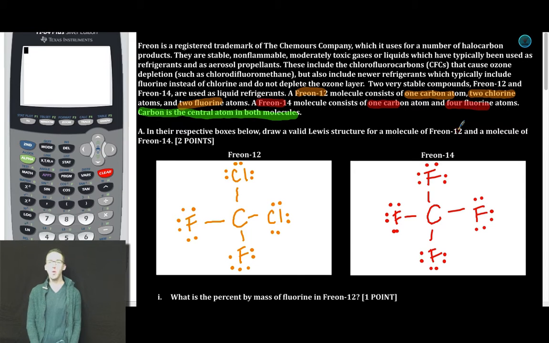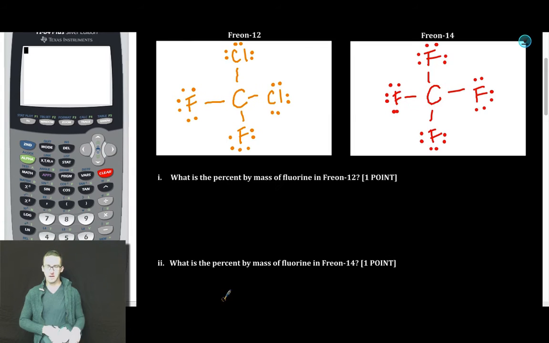Whew. 2 points, one for each correct Lewis structure. And if you're confused about that or how to draw Lewis structures, time out. Go back and rewatch some of those videos about how to correctly draw Lewis structures for the class. All right, let's get to the good stuff.